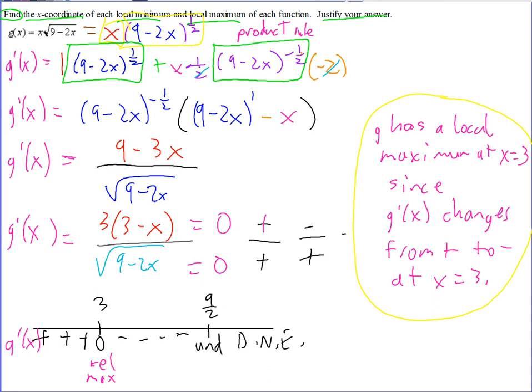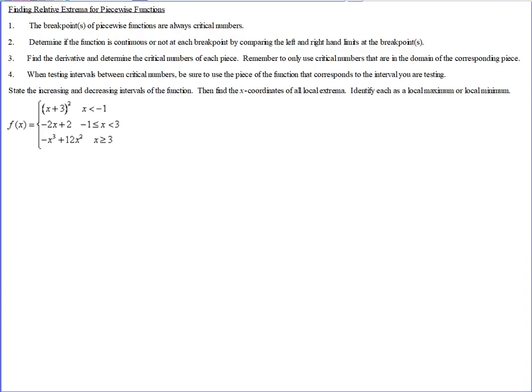All right, let's take a look at a piecewise function now. So for a piecewise function, first thing we have to do is look at the breakpoints. Because the breakpoints are always critical numbers. They're always going to go on an underlying regardless. What we need to figure out to see if they could be relative mins or maxes is if they're continuous or not. Notice here it's got breakpoints of -1 and 3.